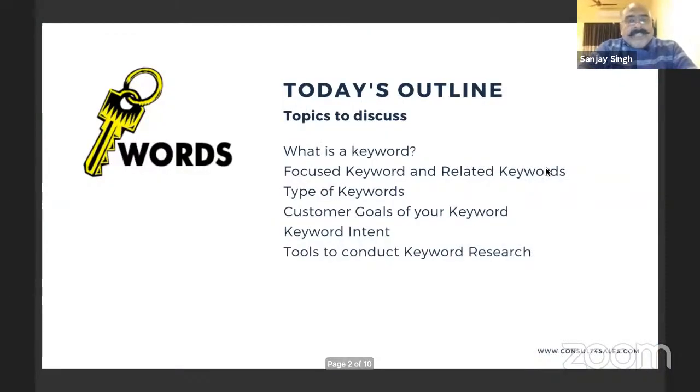So we are doing this program on how to do keyword research for social media marketing. Today's outline of the program is: what is a keyword, what are focused keywords and related keywords, what are the different types of keywords, what are the customer goals of your keyword, what is the intent behind the keyword research, and then we are going to discuss a lot of tools to conduct keyword research. So all in all, this is the outline of today's program.